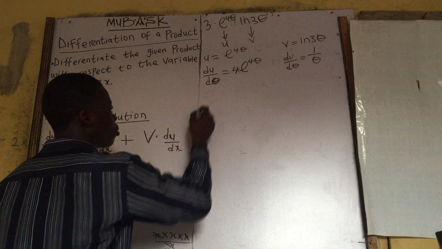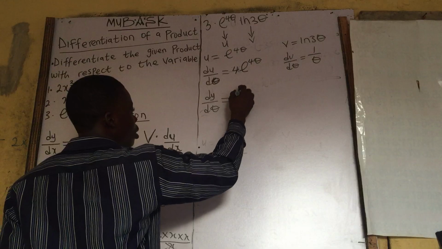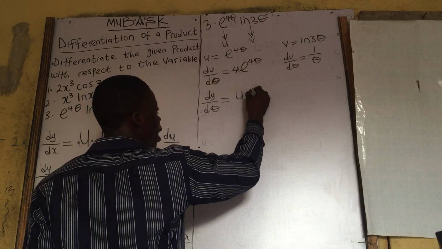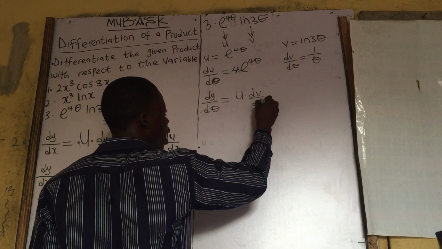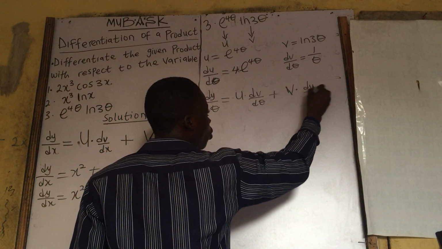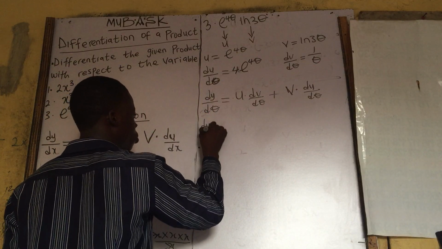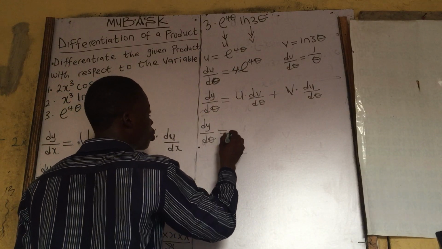Now from the formula, we say dy over d theta equals u multiplied by dv over d theta plus v multiplied by du over d theta. Now I can substitute into the formula. dy over d theta now equals, what is our u?